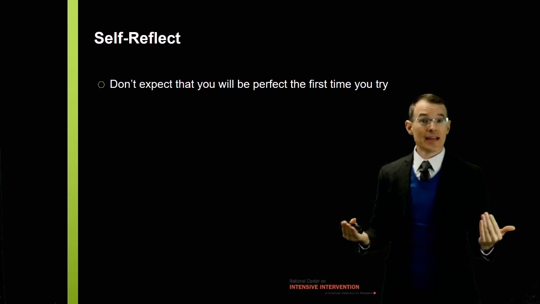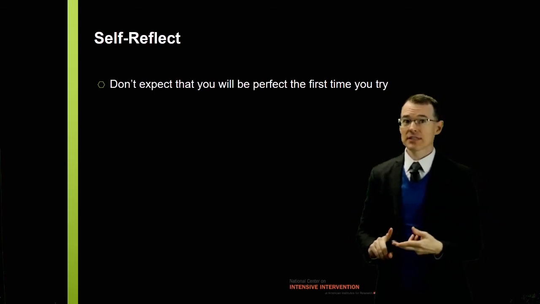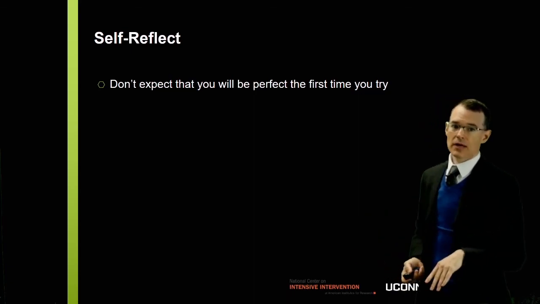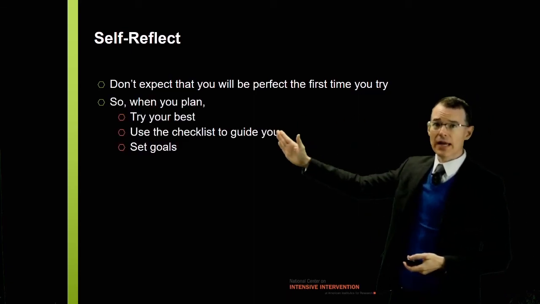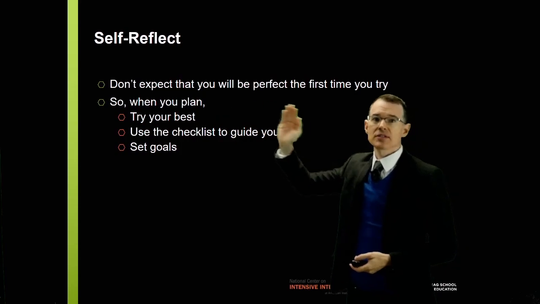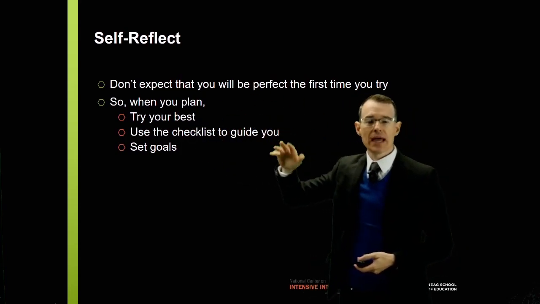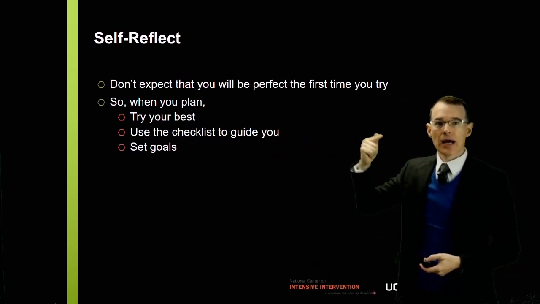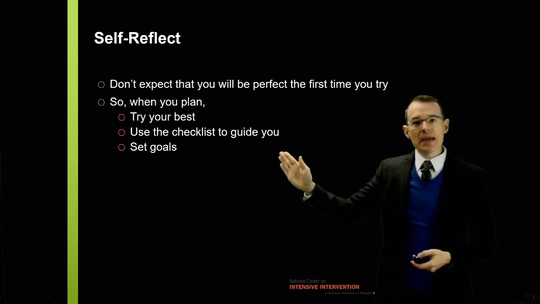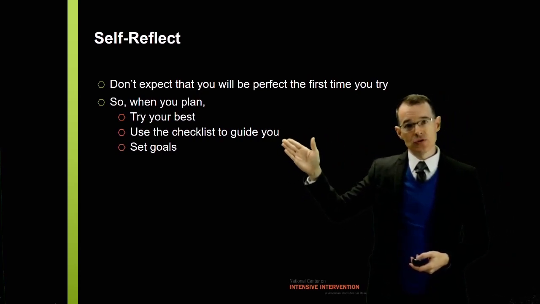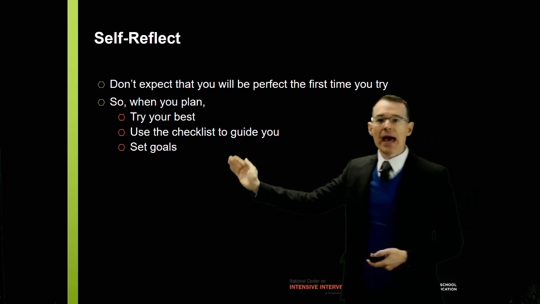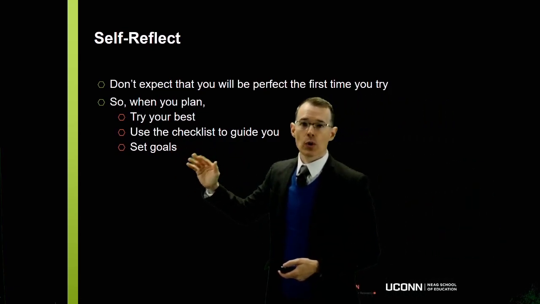And you know what? It's okay, because it's not about being good. It's not about being bad. It's about whether or not I met the criteria. So when you plan, you want to just try your best. Do as well as you can at the moment in your development. But to make that go well, the key thing you can do is use your checklist to guide you. And as you do this, set goals for what you're going to do well.